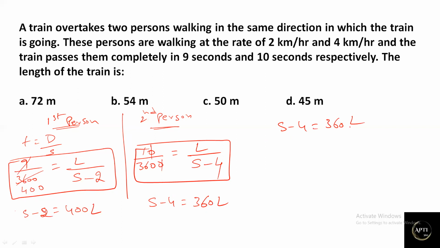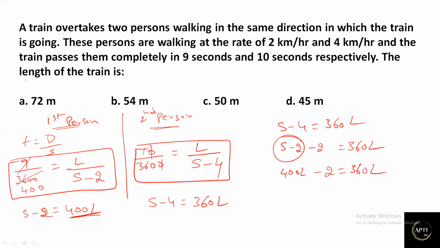S minus 4 is equal to 360 L. S minus 2 is equal to 400 L. Let's try to make it in the simplest form. I can write s minus 4 as s minus 2 minus 2, which will give us again s minus 4. So in this s minus 2, I'm substituting this 400 L. So 400 L minus 2 is equal to 360 L.